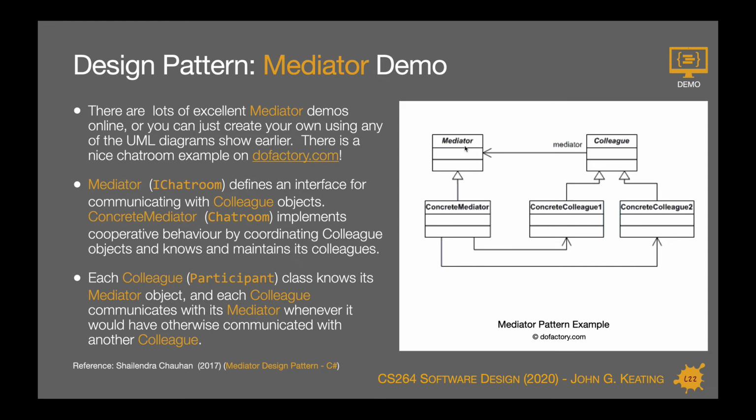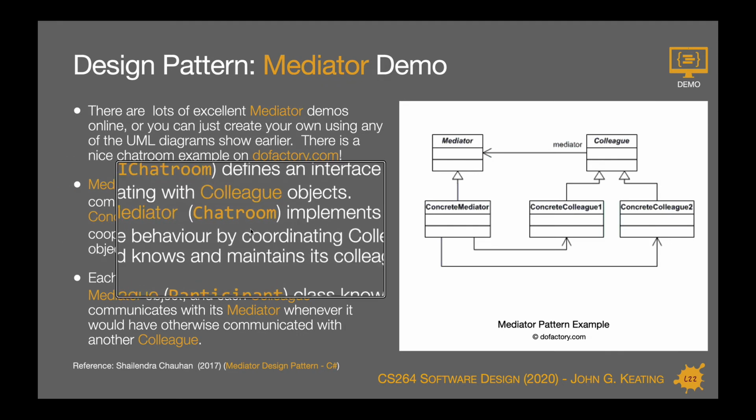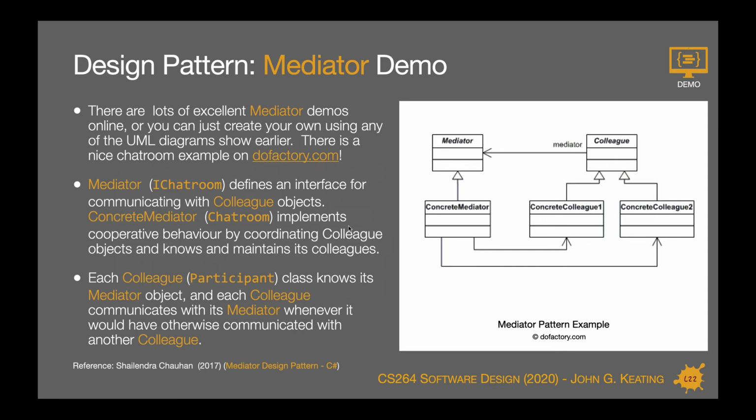So the Mediator here is a chat room which defines an interface for communicating with colleague objects. Then the concrete Mediator, which is the chat room here, implements the chat room interface. The chat room implements a cooperative behavior by coordinating the colleague objects, and knows and maintains its colleagues. Then each colleague, which is a participant, knows about the Mediator object, and each colleague communicates with the Mediator whenever it would have otherwise communicated with another colleague. So you can think about it like that.